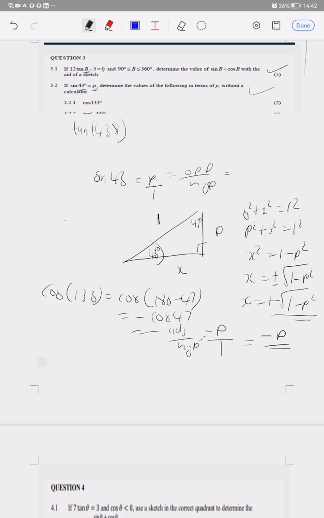Okay, then we have a tan of... is it 438? Yes, 438, right? So if you have a number greater than 360, you just subtract. So a tan of 438 minus 360. Let's see, what are we having? 438 minus 360. We're having 78.